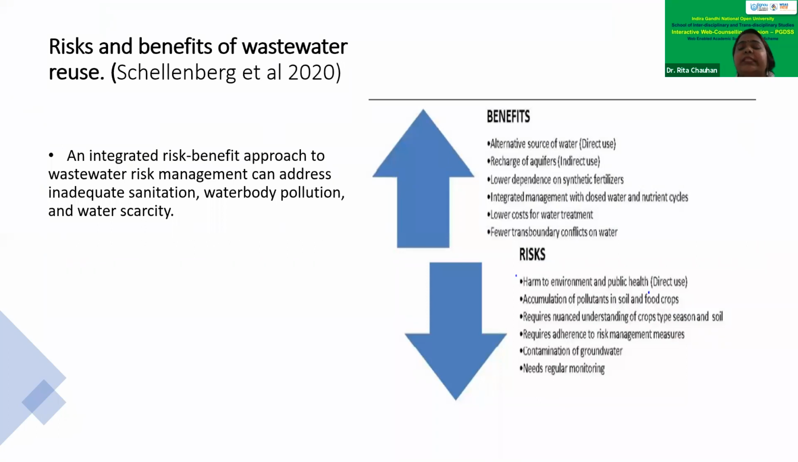Then what is the risk and benefit of wastewater reuse? We have to look into an integrated method, what benefit we can get from wastewater risk management. What are the risks we are facing? What are the wastewater pollution and water scarcity? We have to have a risk and benefit assessment. Only then should we use that technology, whether it is going to benefit more or carry more risk. After this assessment only, we should use any such treatment methods or technologies.